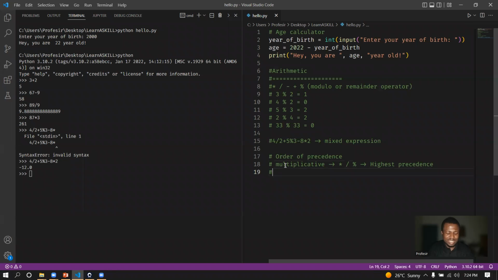Then we have the additive operators. The additive operators are addition and subtraction. These are the next in terms of the arithmetic operators. So that means that if you have an expression, you have to first evaluate or solve multiplicative operators before you attempt additive operators. Is that okay? So in this particular expression that we have, let me show you how the computer solved it.